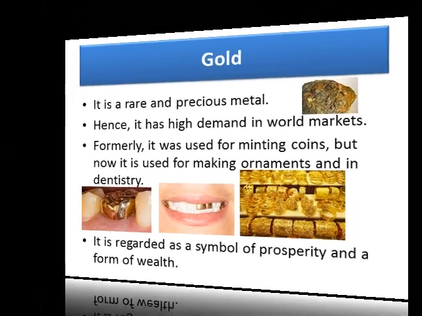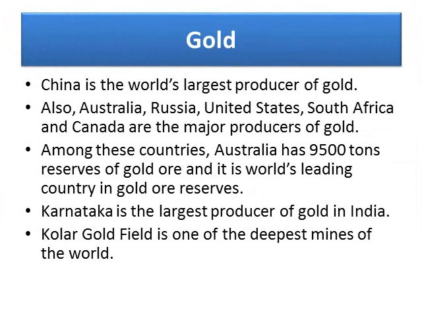Children, China is the world's largest producer of gold. Along with China, Australia, Russia, United States, South Africa and Canada are also major producers of gold. Among these countries, Australia has 9,500 tons of gold ore reserves, and it is the world's leading country in gold ore reserves.